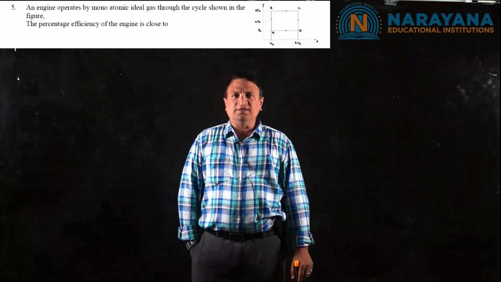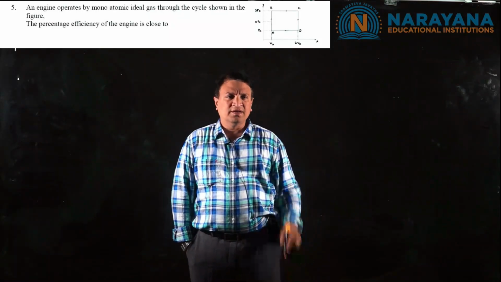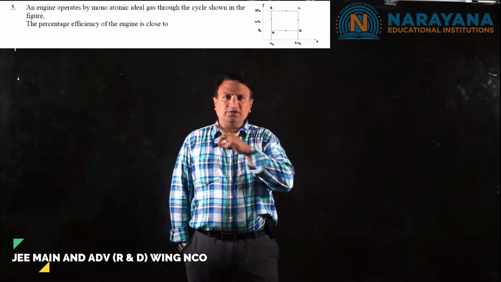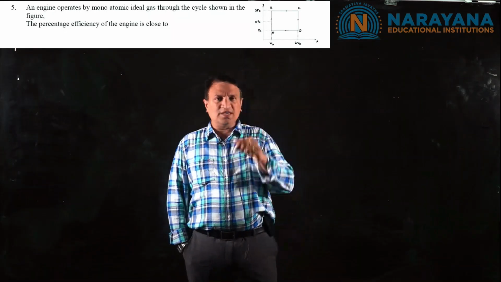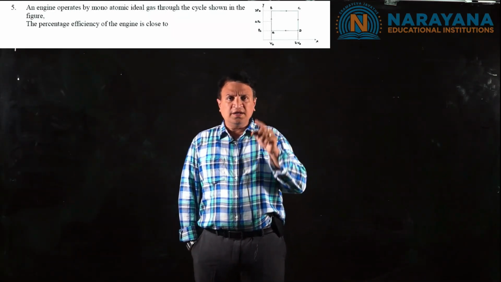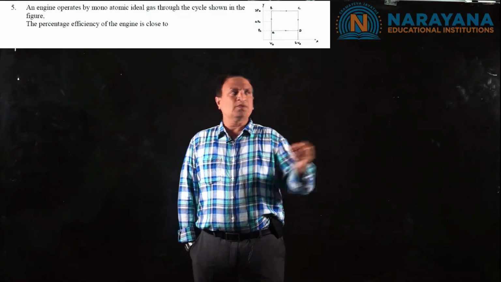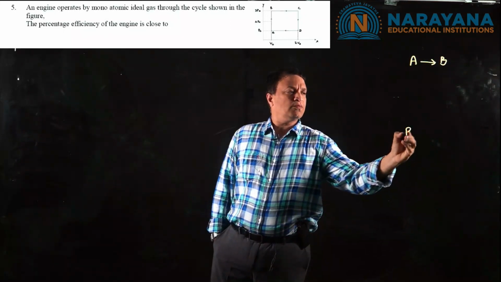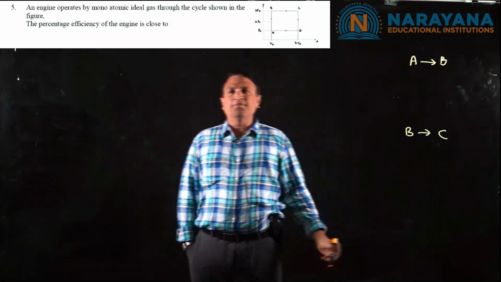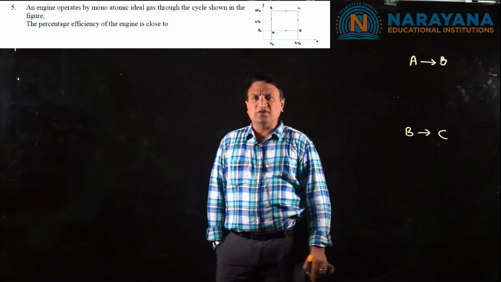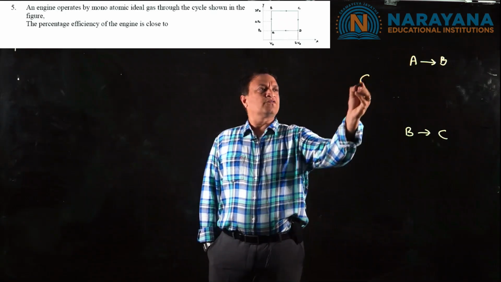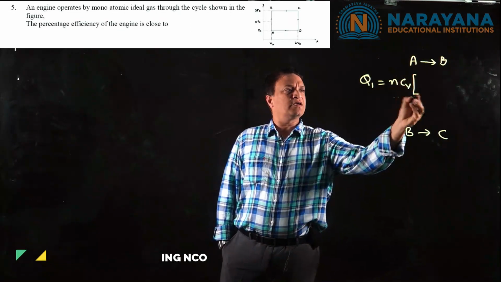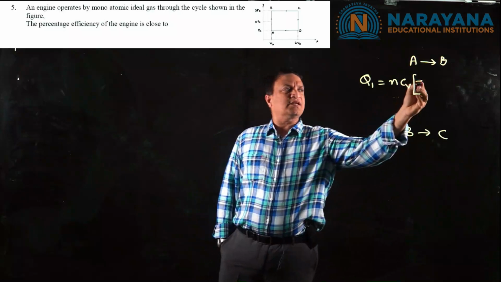The next question is on the basis of thermodynamics. An engine operated by a monoatomic ideal gas through the cycle shown in the figure. You see, in this, heat is taken by the system A to B and also B to C. Fortunately, A to B is a constant volume, isochoric process. So therefore, the heat taken by the system is n Cv times temperature at B minus temperature at A.